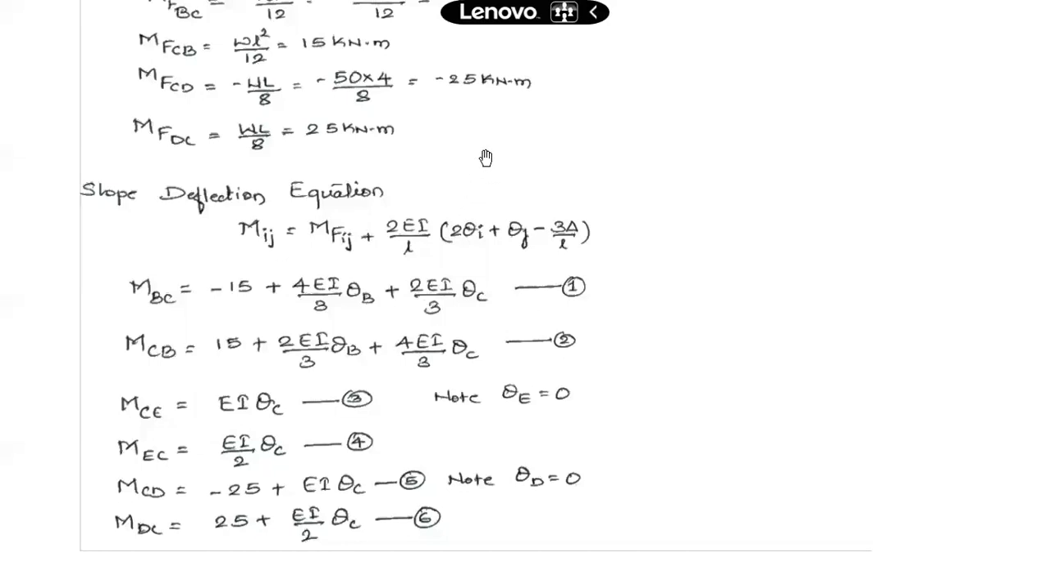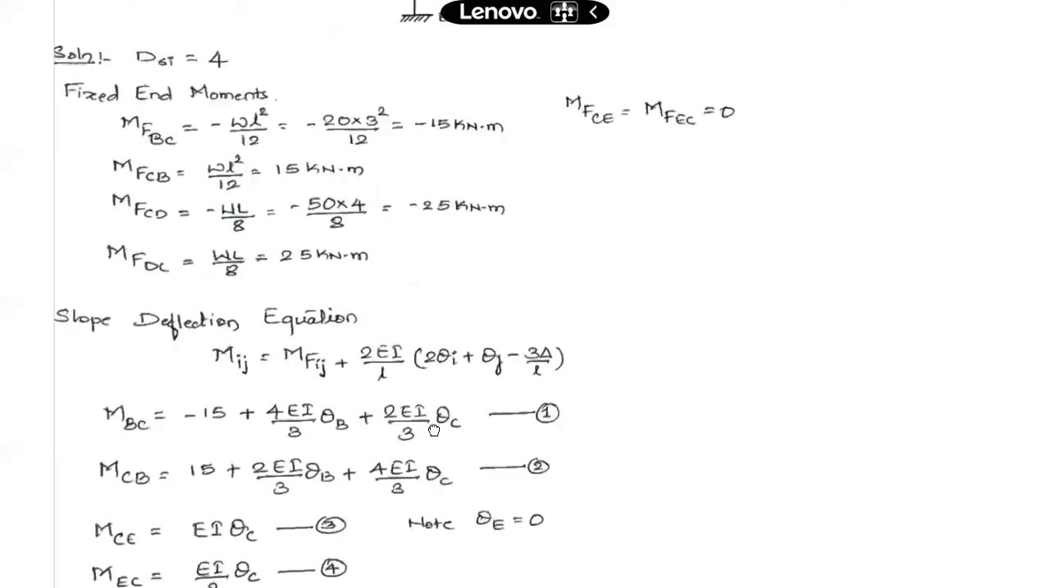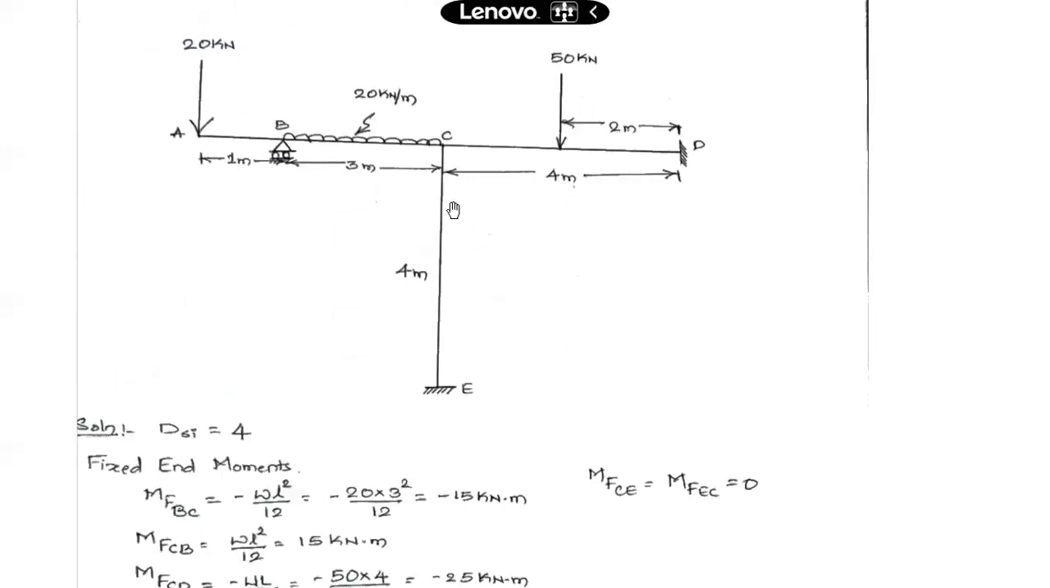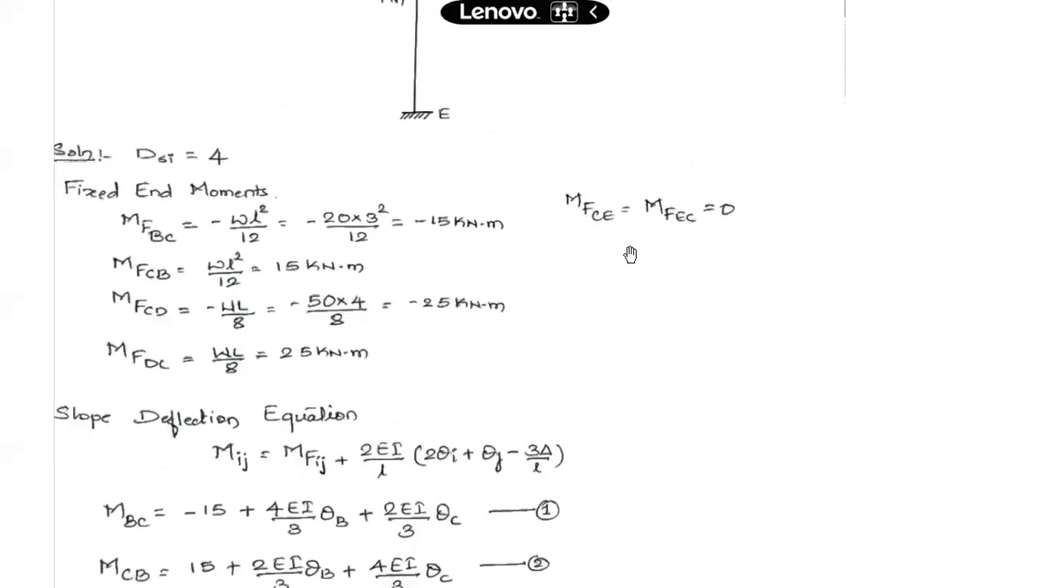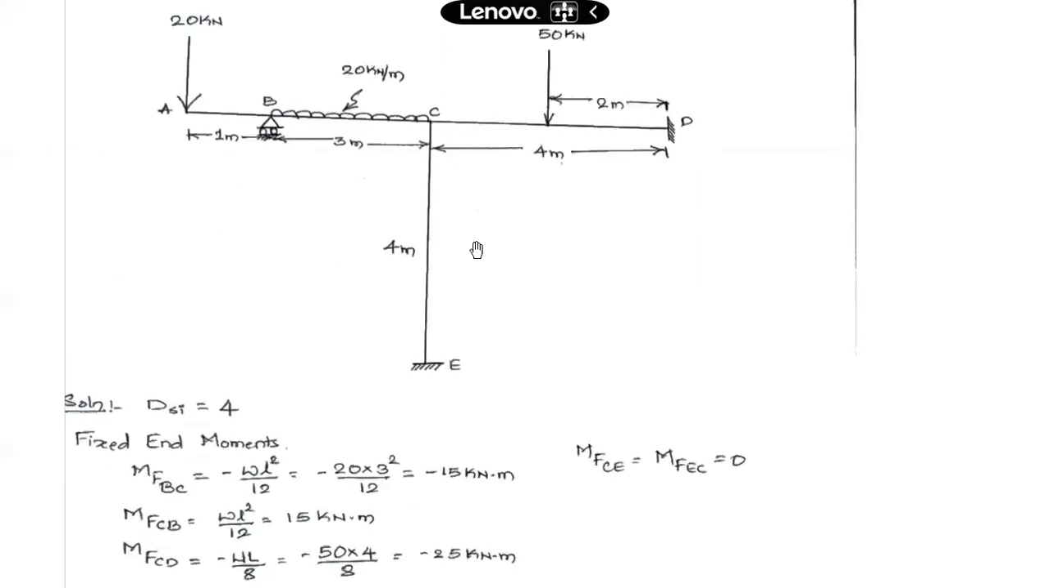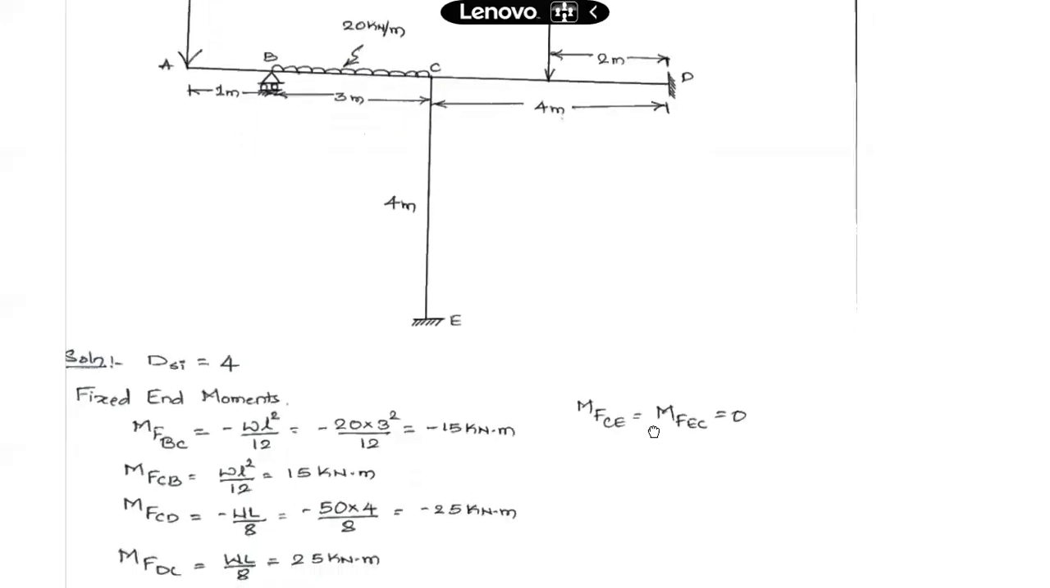Now moving on to the next member, the vertical member over here. I have to write the equations for MCE and MEC: one slope deflection equation at joint C and another considering joint E. So that has to be done. Fixed end moments for that member are 0, since it does not have any load on it.